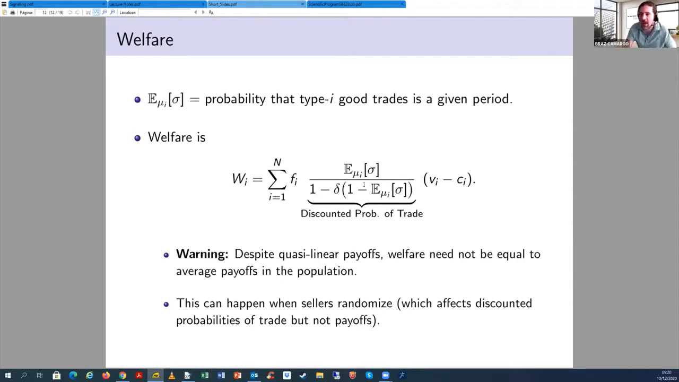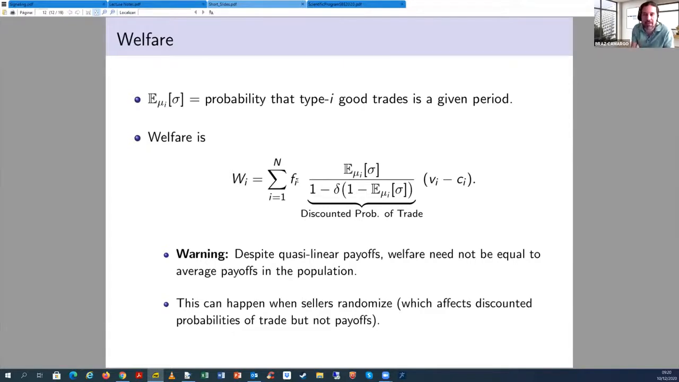For each type of good, I look at the discounted probability of trade for the type I good. I multiply it by the gains from trade for that type of good, V I minus C I, and I multiply this by the fraction of type I goods in the population. I sum, and that's my measure of welfare. Now, a warning: I'm not going to have time to elaborate on this. Sometimes people define welfare in this environment not the way we defined it, but by average payoffs in the population. It turns out that in this environment, these things need not be the same.